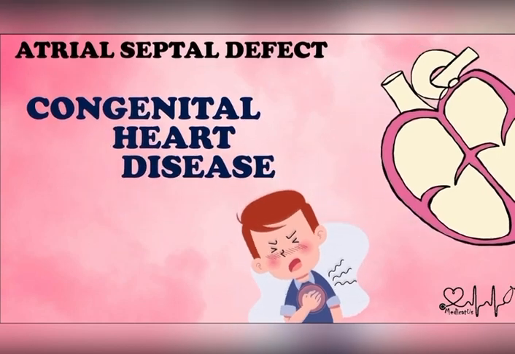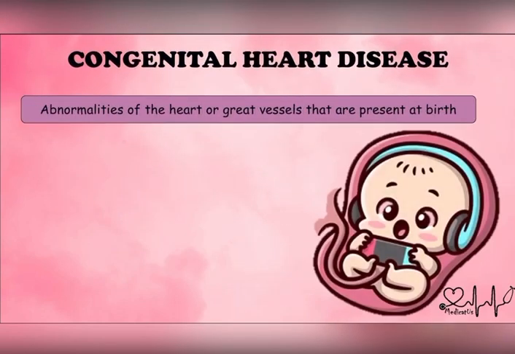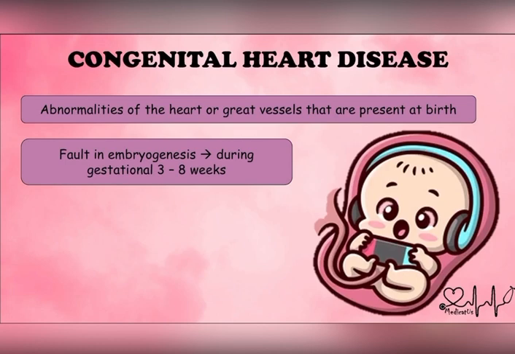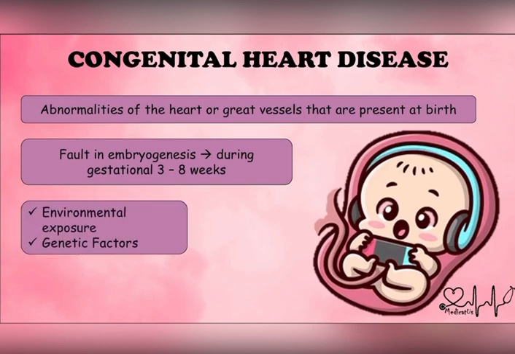So, congenital heart disease is a general term for abnormalities of the heart or great vessels that are present at birth. Most congenital heart disease arises from fault in embryogenesis during gestational week 3 to 8. It is the time when major cardiovascular structures form and begin to function. It can be due to environmental exposure or can be due to genetic abnormalities, which is the major cause of congenital heart disease.